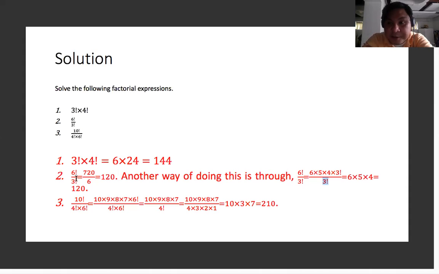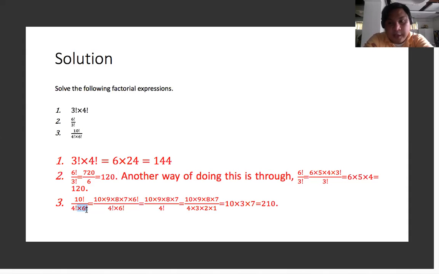Now another example, number 3, we have 10 factorial divided by 4 factorial times 6 factorial. With technology, of course, you can just do this straightforwardly, but you have to be very careful, because take note that 4 factorial is the one being multiplied to 6 factorial. If you mistype this on a calculator, you might come up with a wrong answer. So you need to be very careful with how you put in the values when you're using technology.